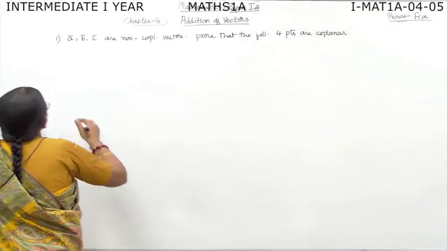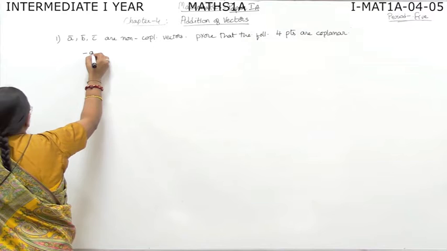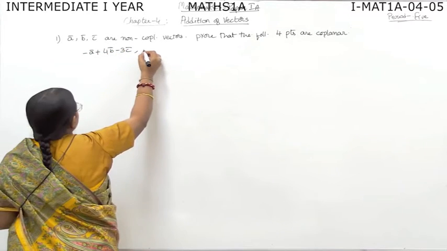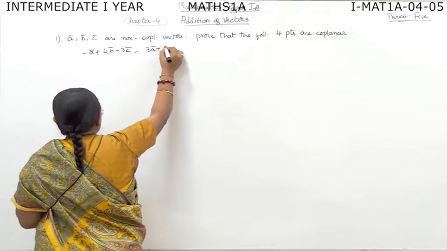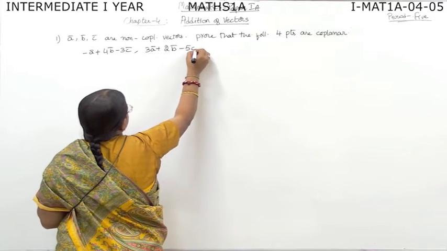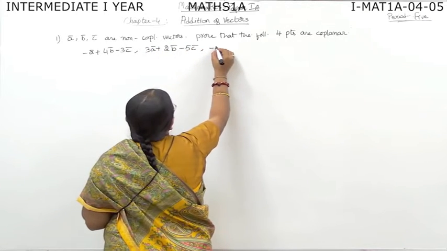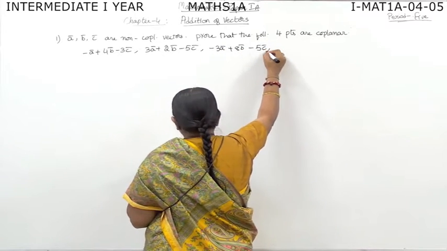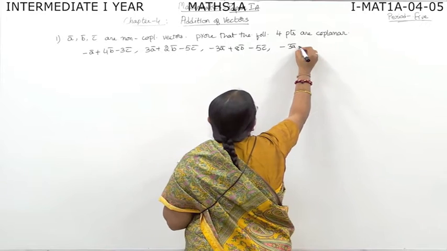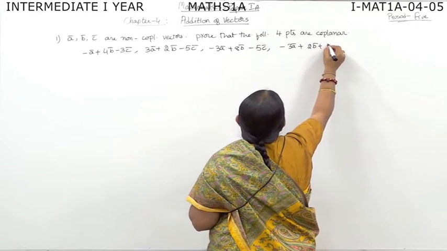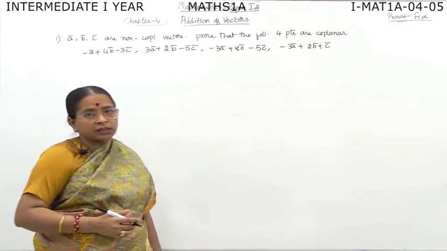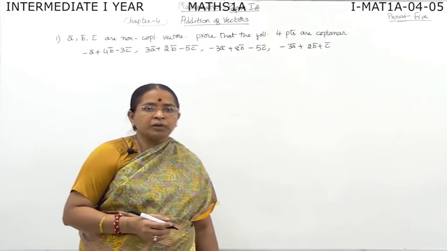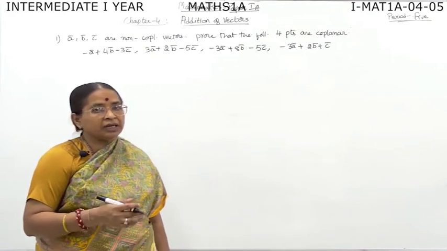So the 4 points are minus A plus 4B minus 3C, and then 3A plus 2B minus 5C, and then minus 3A plus 8B minus 5C, then minus 3A plus 2B plus C. I'm going to show that these 4 points are coplanar. As I explained, to prove that any 4 points are coplanar, first we must convert them into 3 vectors.